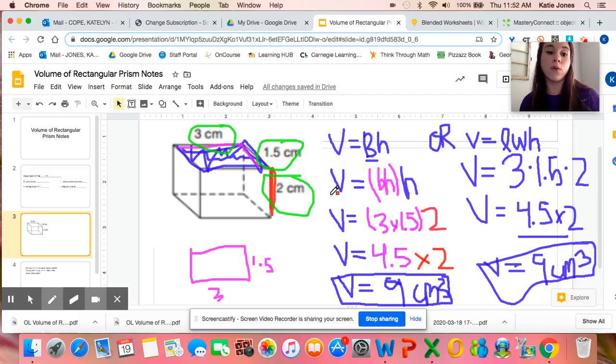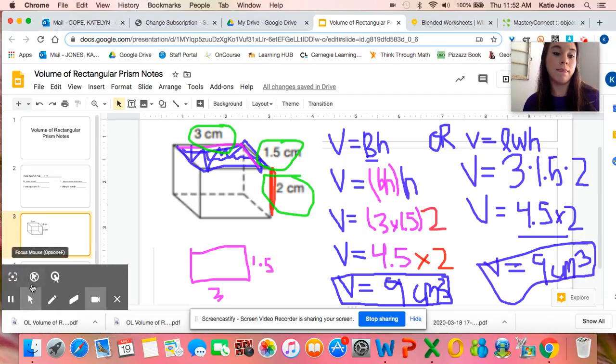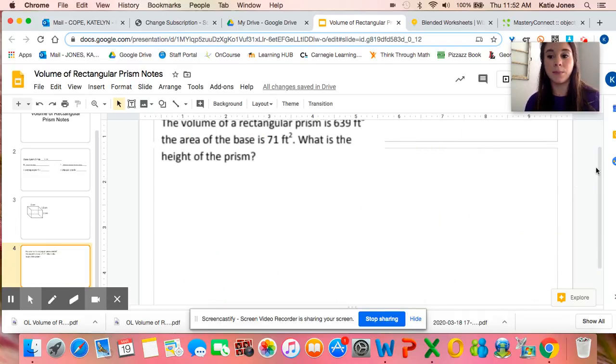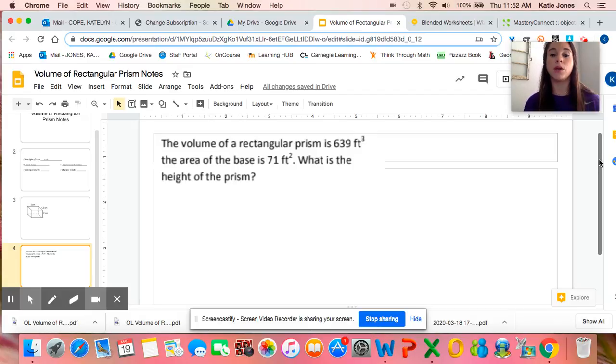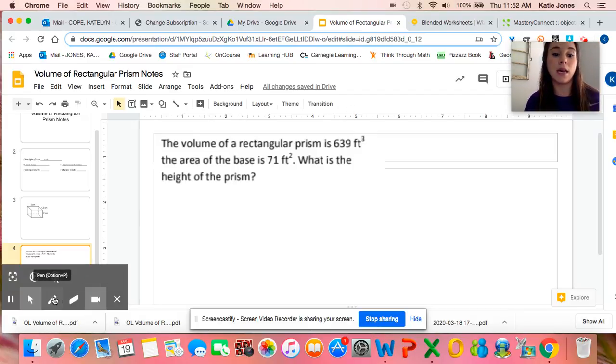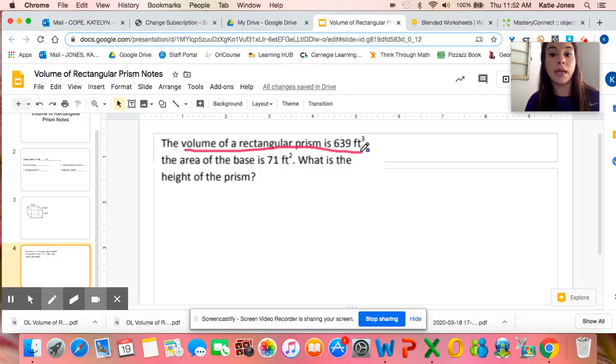All right, we just have one more example to bear through and then we will be done. If I can get us there. The next example that we have is a word problem, and this time we are going to be working backwards. So the problem gives us, they say, the volume of the rectangular prism is 639 feet cubed. So I recommend highlighting, underlining, taking out key pieces of information.